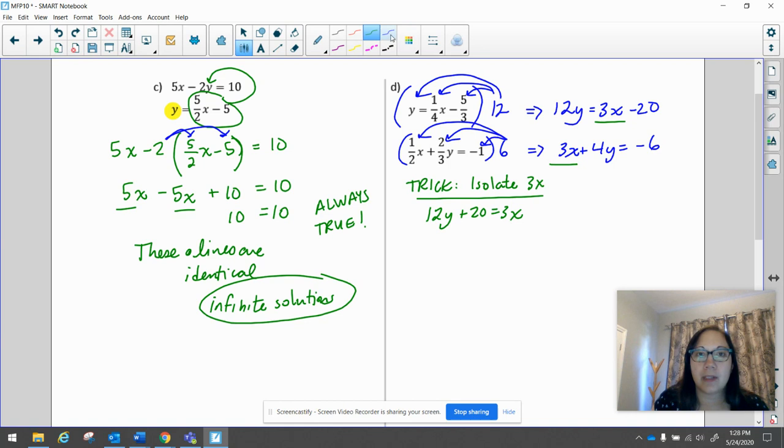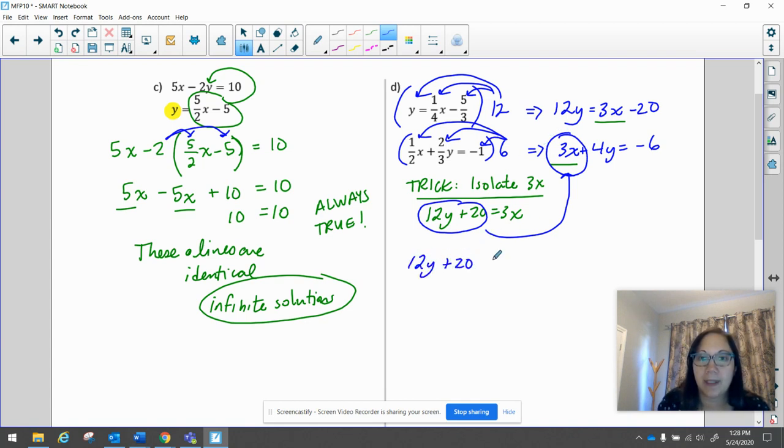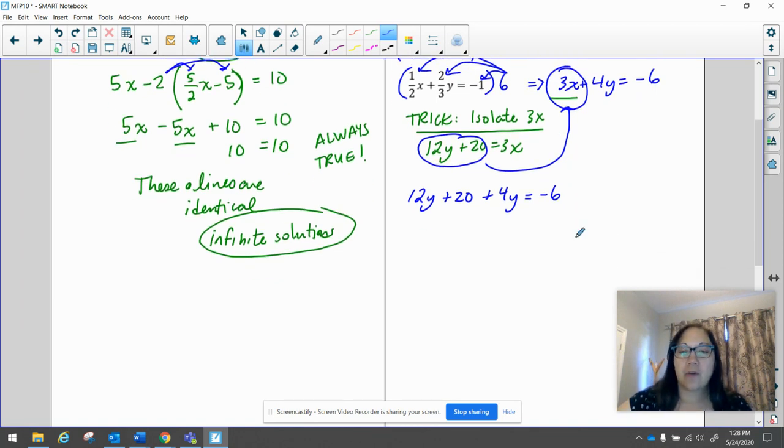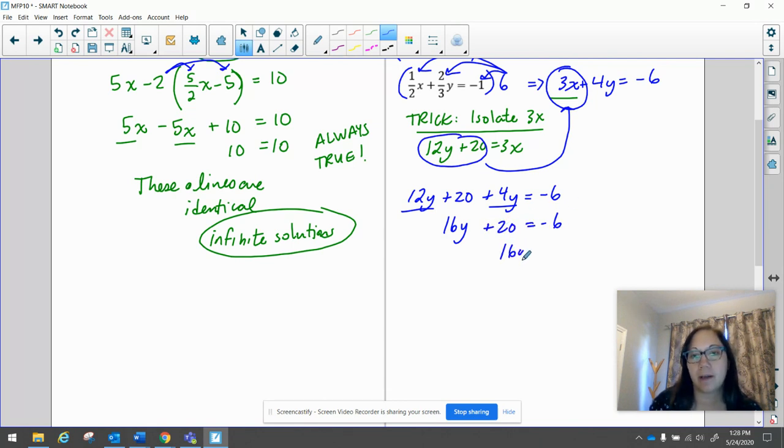Now what I can do is take that whole 12y plus 20 and put it in place of this entire 3x. So I get 12y plus 20 plus 4y is equal to -6. So the trick was that I didn't isolate it down to a single x. I isolated 3x. So that is another possibility for substitution. So kind of a neat question to look at for that reason. So I end up with 16y plus 20 is equal to -6. I'm going to subtract 20 from each side. So I get 16y is equal to -26.